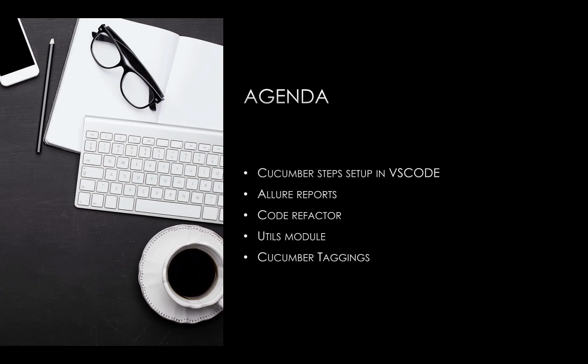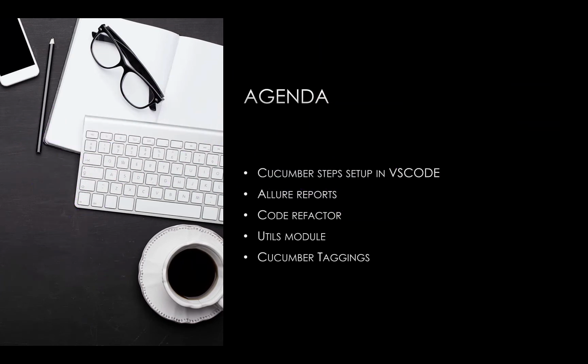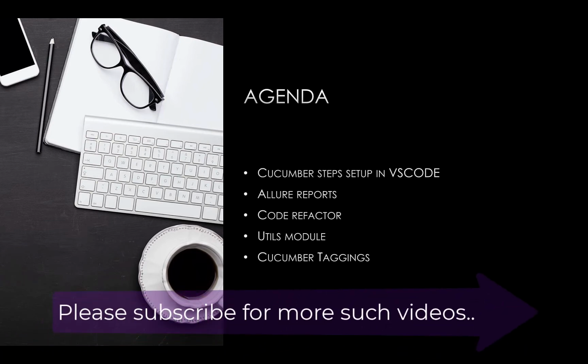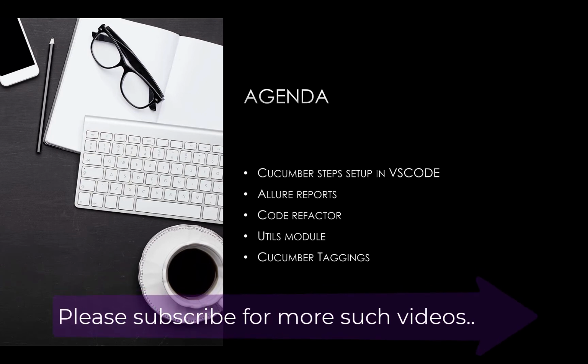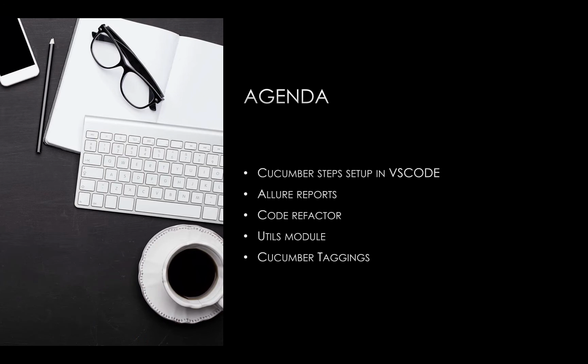Then the next thing we'll be covering is Allure reports in this video, and then code refactoring. Whatever we have done, like the 4 scenarios, we'll be doing some code refactoring on that, and we'll also be using a util module, a separate module to store our test data. In previous videos we saved it into global variables in the wdio config.js file. Instead of that, we'll be using another separate util module, or a separate JavaScript file, where we'll be saving all our test data. Then we'll be reusing that test data.